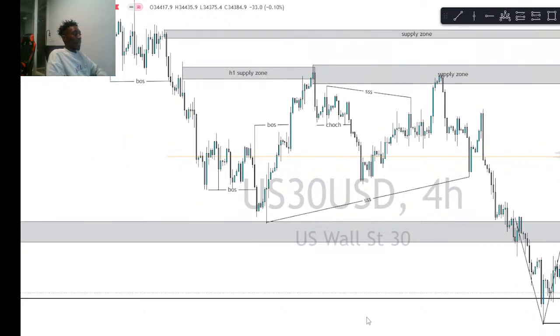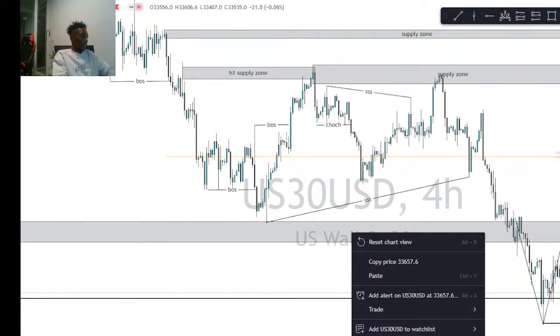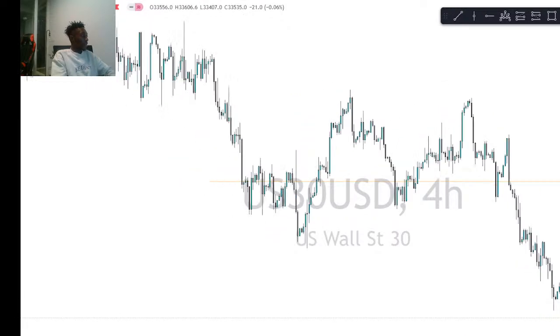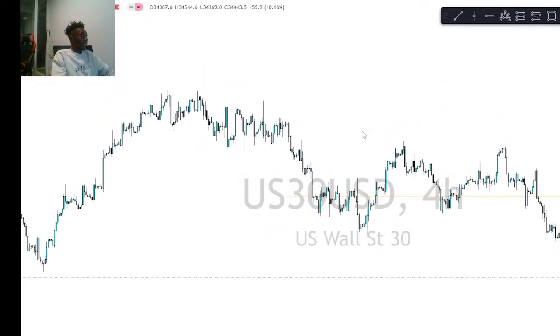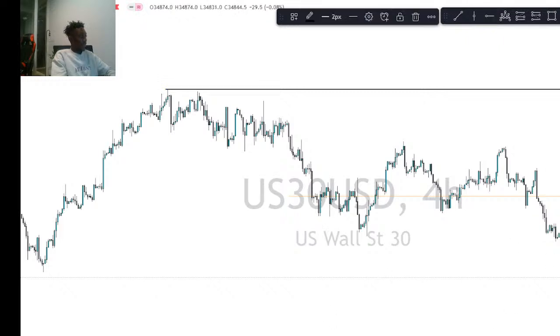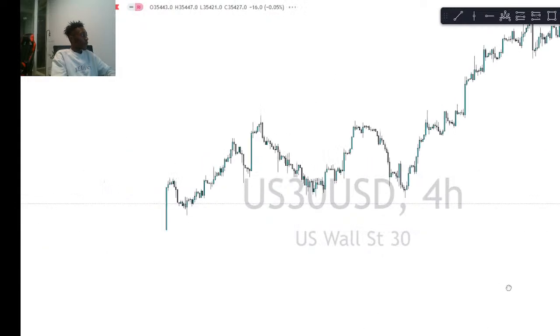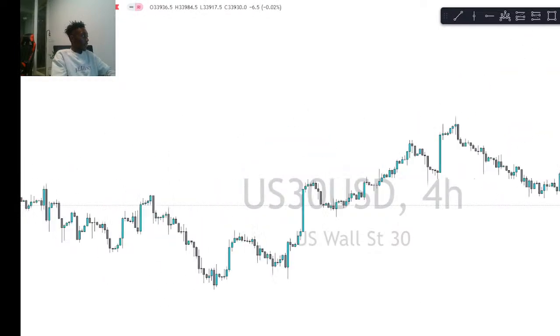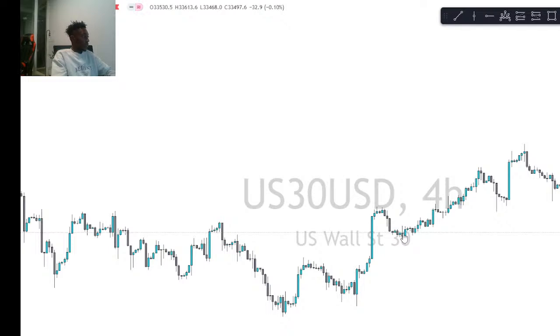So let us start our USDT analysis. Let's remove everything and start afresh. On USDT, we have an overall high here and an overall low here. The low was created last week. We can also see that from here we had a zone, created on the 6th of July.